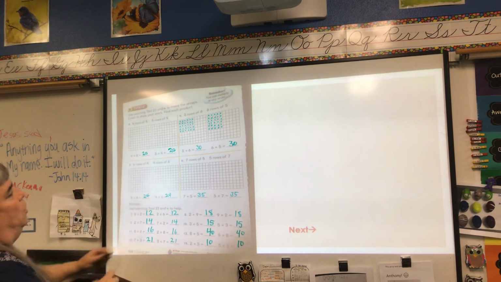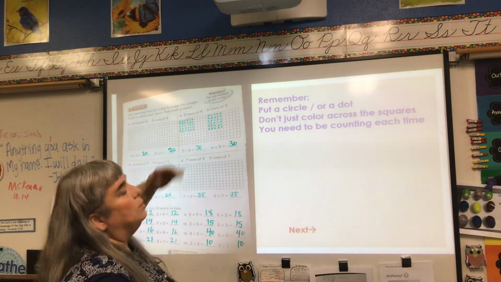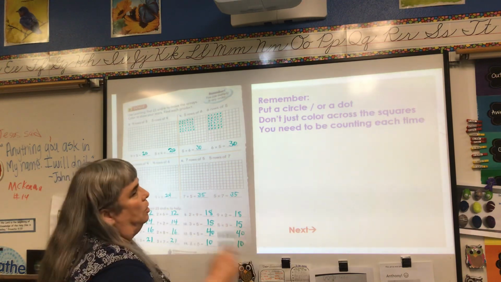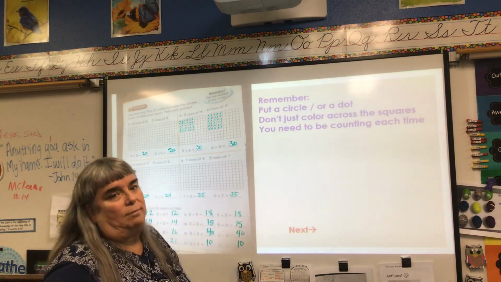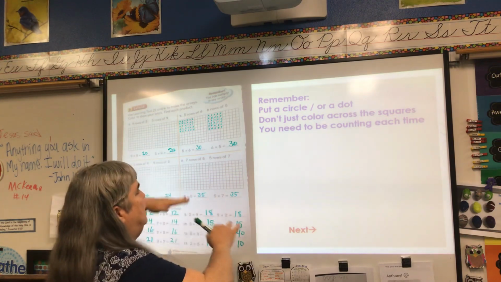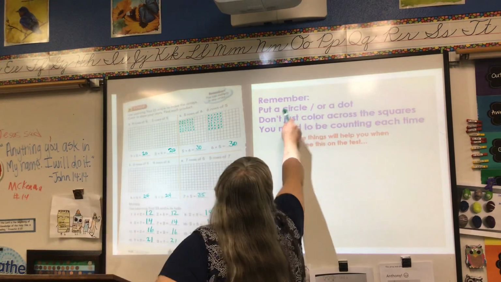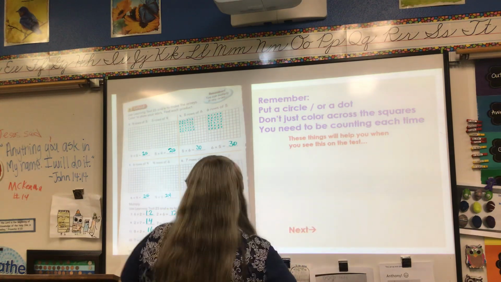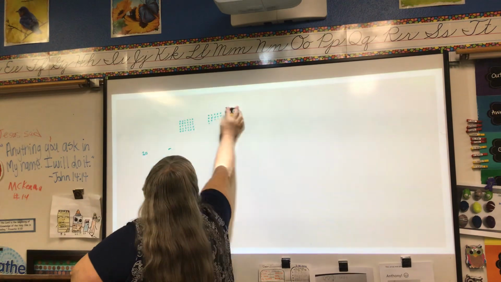There is a couple of little notes up here, reminder notes. Okay, so remember, put a circle, slash, or a dot. I've been using dots today. Don't just color across the squares. That's not helpful. You need to be counting each time. This is not an art lesson. This is not graph paper where you're going to do each line a different color. Okay, next one. If you remember these things, they will help you when you see this on the test. Okay, erase. And then go ahead, next slide.